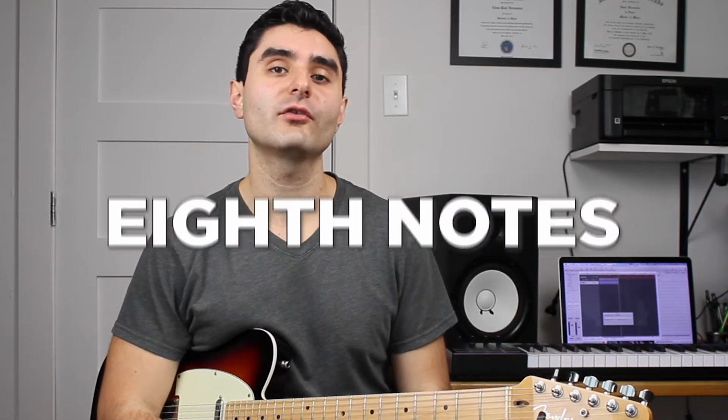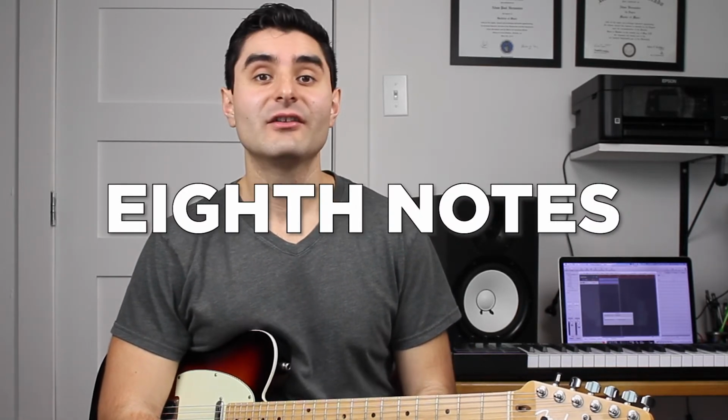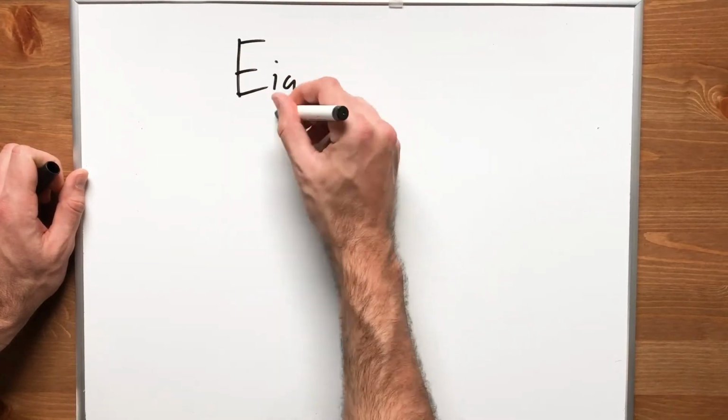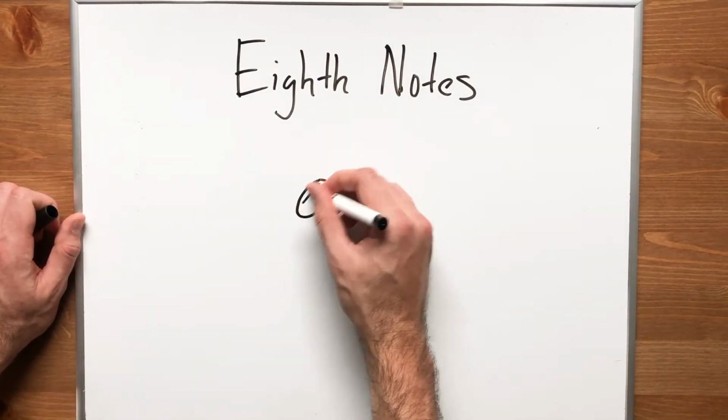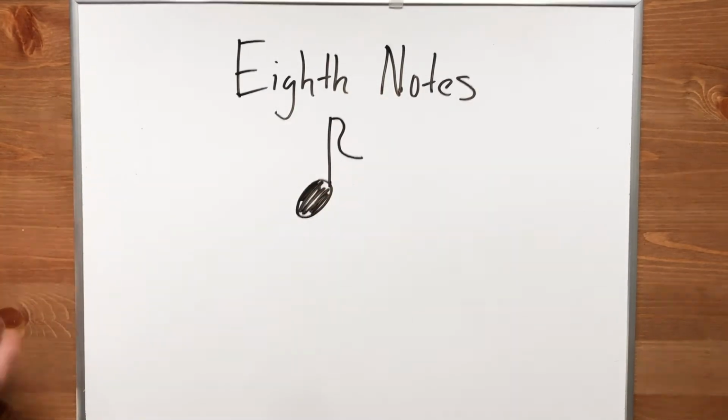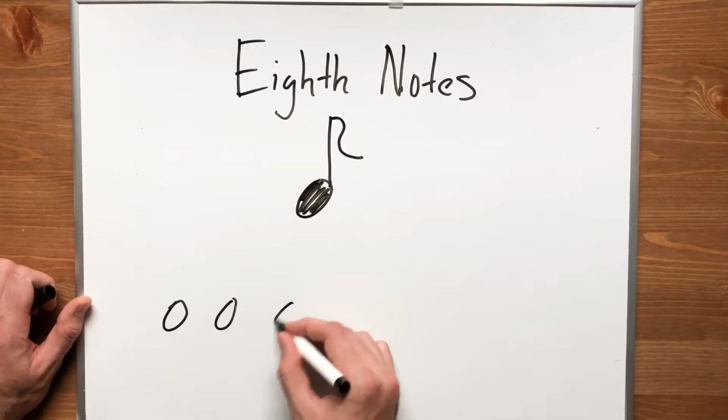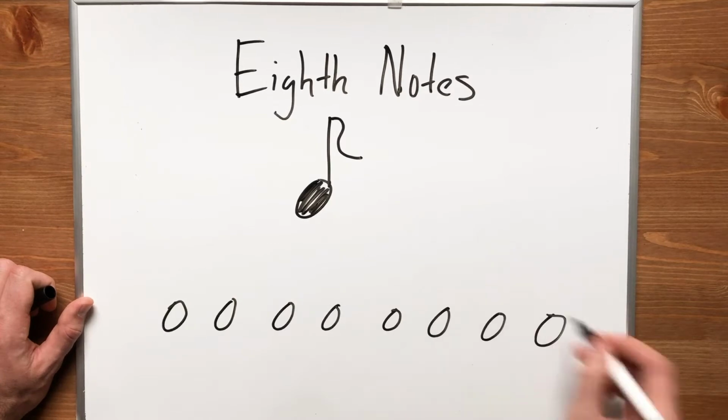So quarter notes, half notes, and whole notes are the super duper basic subdivisions that you need to know, but there's a couple more that we're going to cover in this video. The first one is eighth notes. In the name, it's implied: eighth notes take up 1/8 of a measure, and an eighth is half of a quarter note. So a quarter note actually takes up the space of 2 eighth notes.